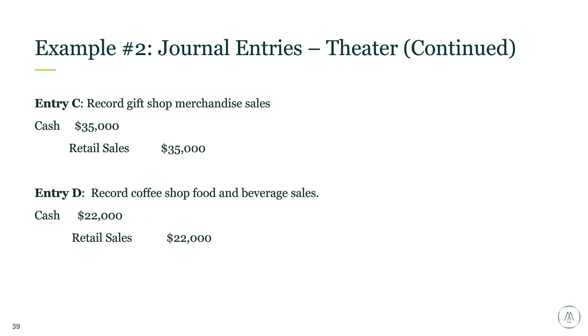Entries C and D show how revenue is recorded for merchandise as well as food and beverages. As the performance obligation in these types of transactions is fulfilled at a single point in time, in this case when the sale is made, the cash is received and revenue is recorded at that time.